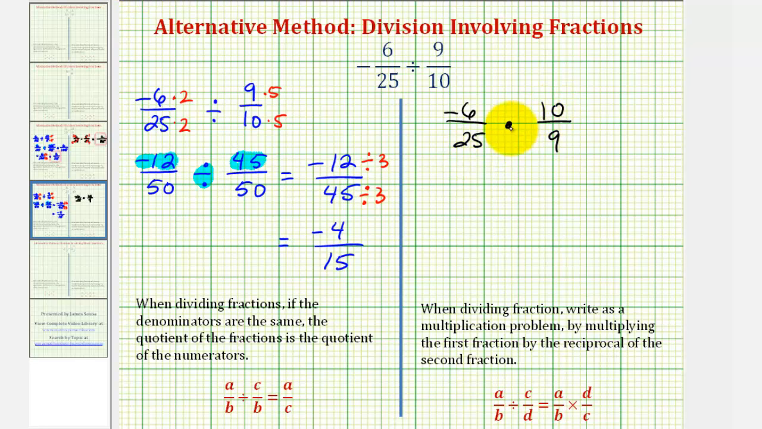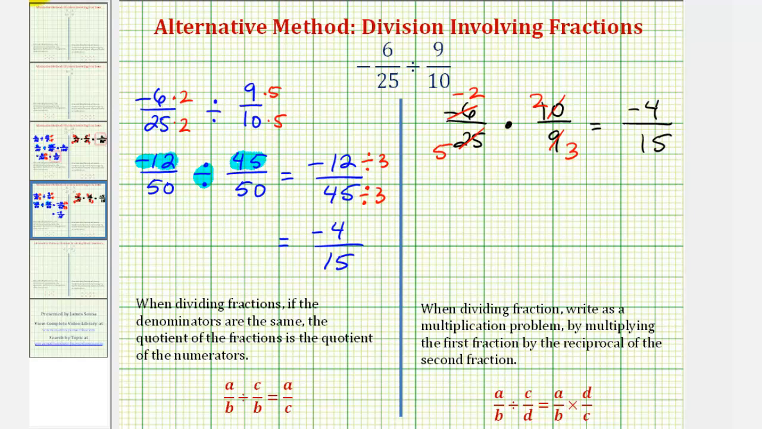So notice that 10 and 25 share a common factor of 5. There are 2 5s in 10 and 5 5s in 25. And 6 and 9 share a common factor of 3. There's 3 3s in 9, and there are 2 3s in 6. But since this is negative 6, this would simplify to negative 2. And now we can multiply, knowing our product will be in simplest form. Negative 2 times 2 is negative 4, and 5 times 3 equals 15.